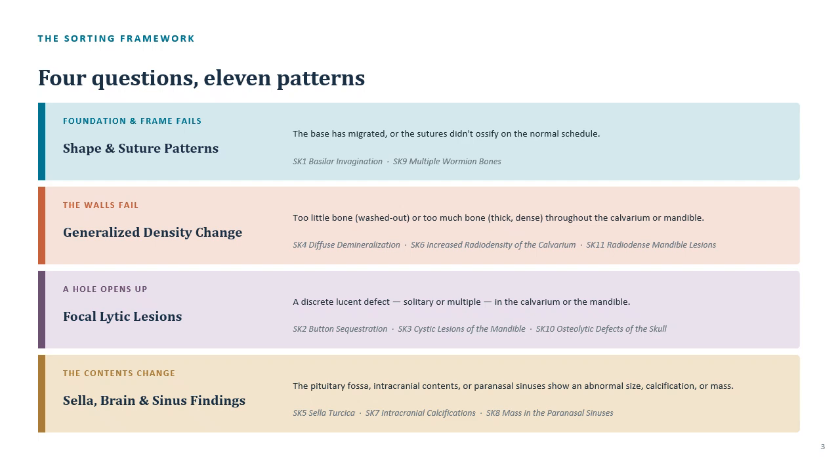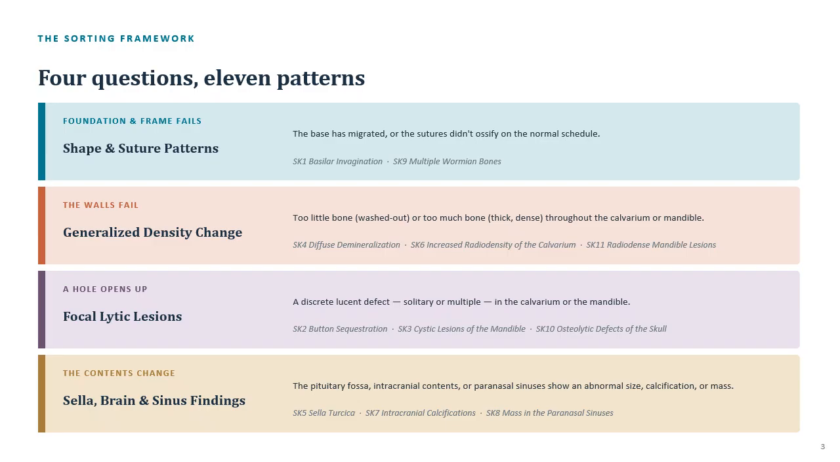The third question is, is there a focal hole or some sort of lucent area that we're seeing in the skull? Now, we're not talking about the entire skull. We're looking potentially at one or several specific areas of bone destruction that's happening in the skull. When we're seeing these focal osteolytic lesions, this can point us to things like button sequestration that we just talked about.